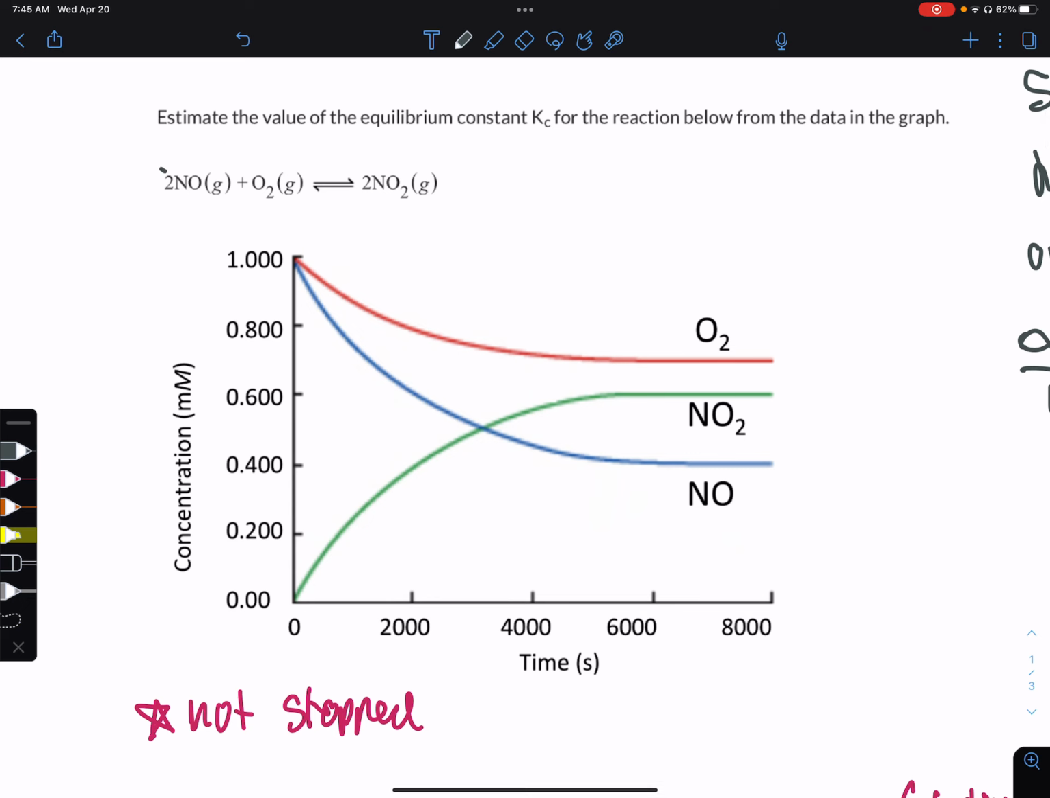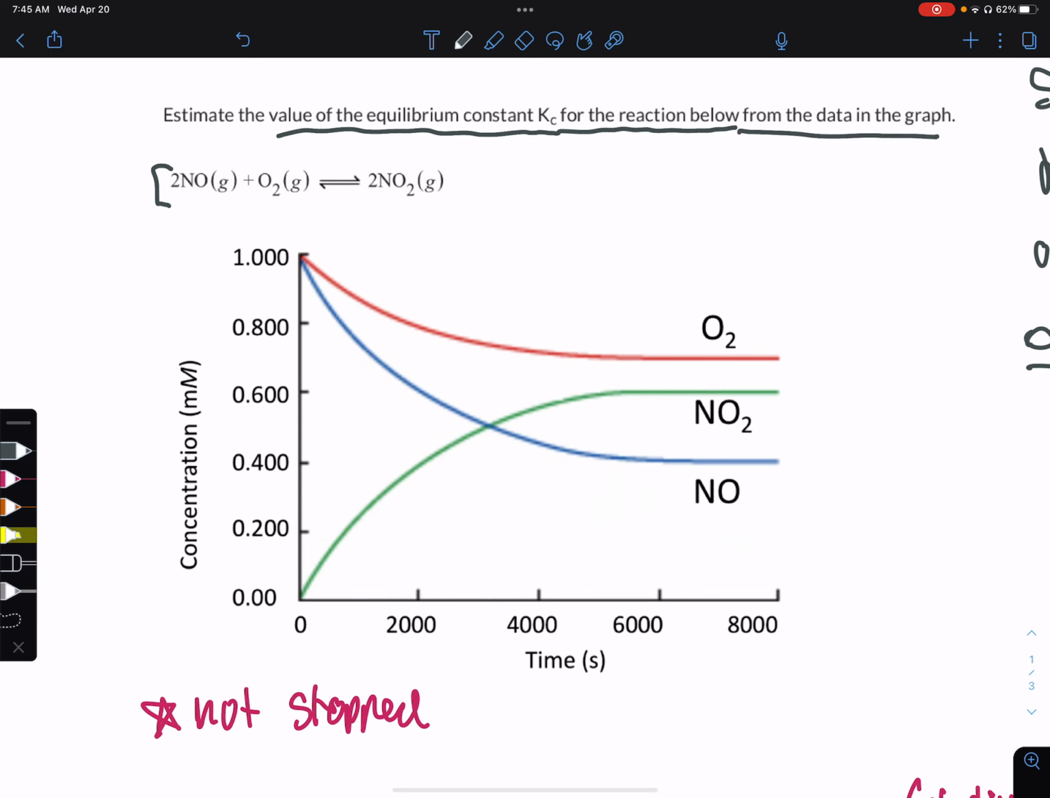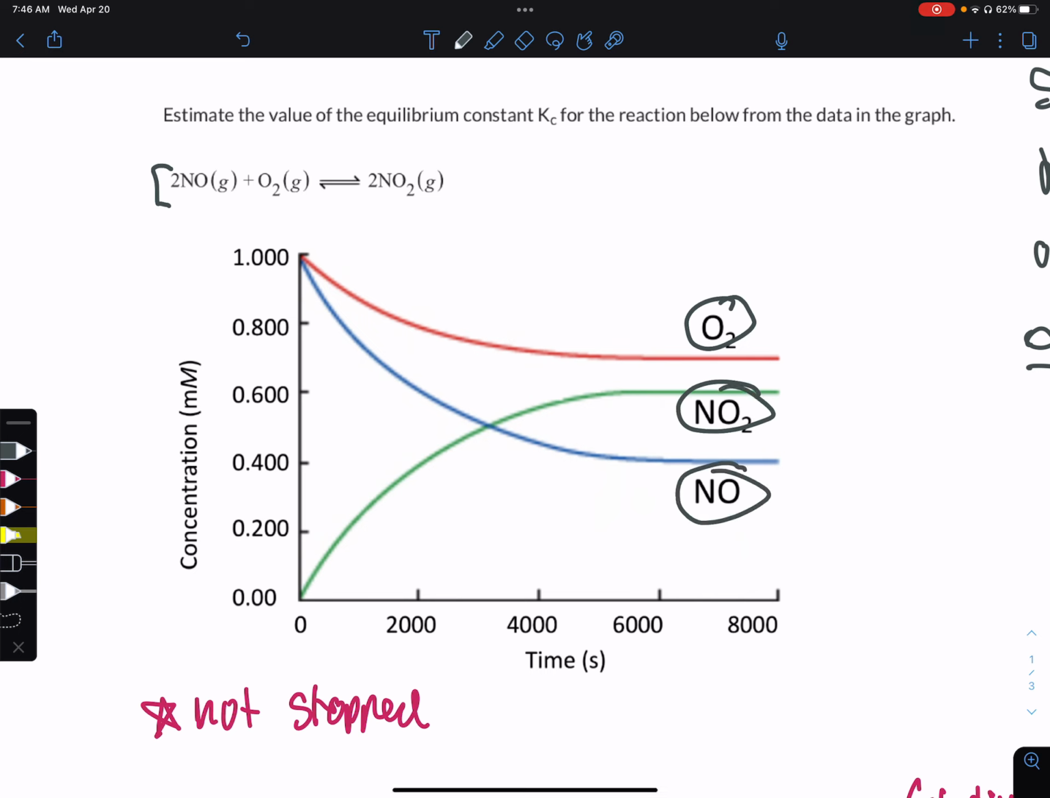So we have a chemical process over here, and it's just a practice question: estimate the value of the equilibrium constant Kc. We'll talk about Kc really quick below. In this there's a graph. So let's say we have O2, NO2, and NO in a beaker. They're all gases though, so they're not going to be liquids.